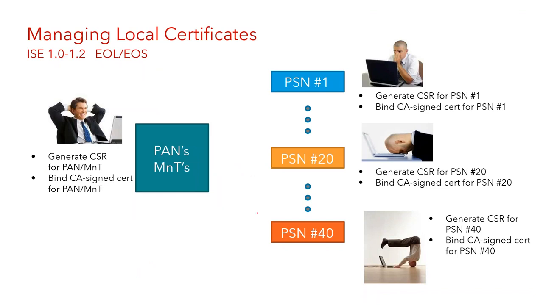Now in ISE 1.0 to 1.3, which is EOS, EOL anyway, it was a very hectic job to do the certificate distribution across different nodes. In ISE 2.4, for example, it's very easy. It's point and click. You can go click and it will push the certificate automatically. So the automation of the certificate enrollment has already been done and it's ready to use.